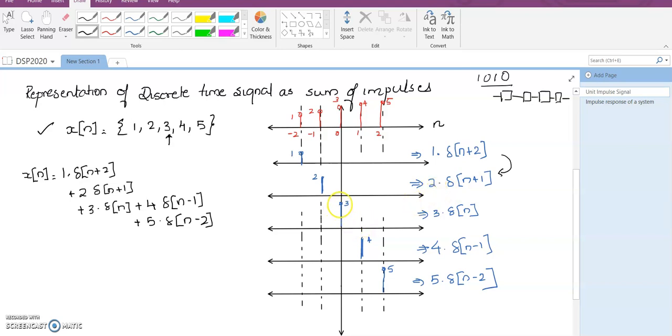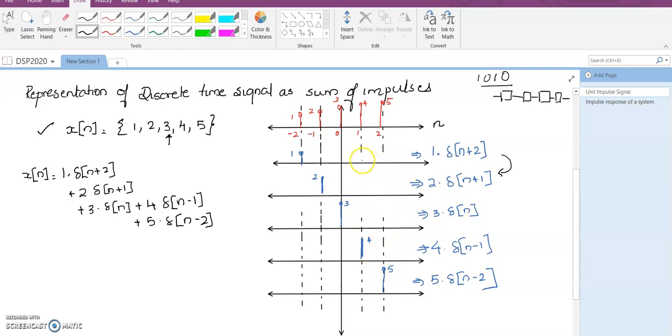Again, when you look over here, this impulse can be seen as 3 dot del of n, because del of n will be equal to 1. It will have the amplitude 1 and it is scaled up by a factor 3. And similarly, you have this sample and this sample.